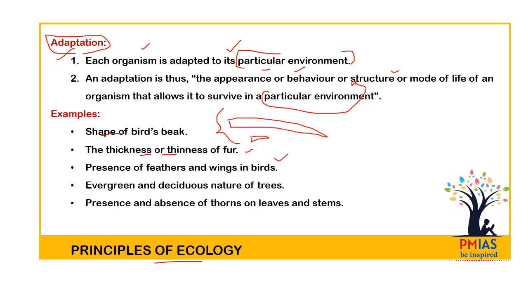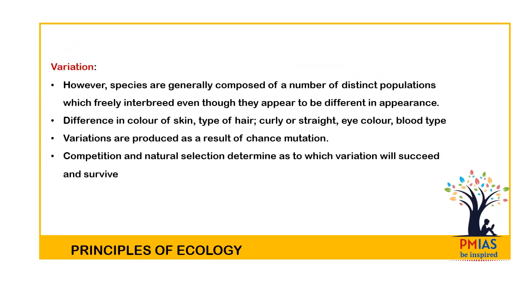And the same way presence of feathers and wings in birds, evergreen and deciduous nature of trees. Deciduous is dry, leaf shedding; evergreen is always green, so that is leaves will be retained. Presence and absence of thorns, that is in desertic plants we can see the thorns and thick waxy leaves, and in case of alpine area that is needle shaped leaves, etc. So this is simply known as adaptation.